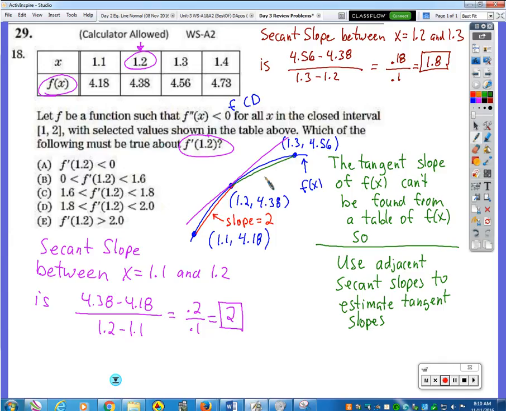Hannah? 1.8. Hannah says this slope right here, write it in, hold on, this slope is 1.8. Raise your hands if you agree with Hannah. 2 points, 3 for Hannah.